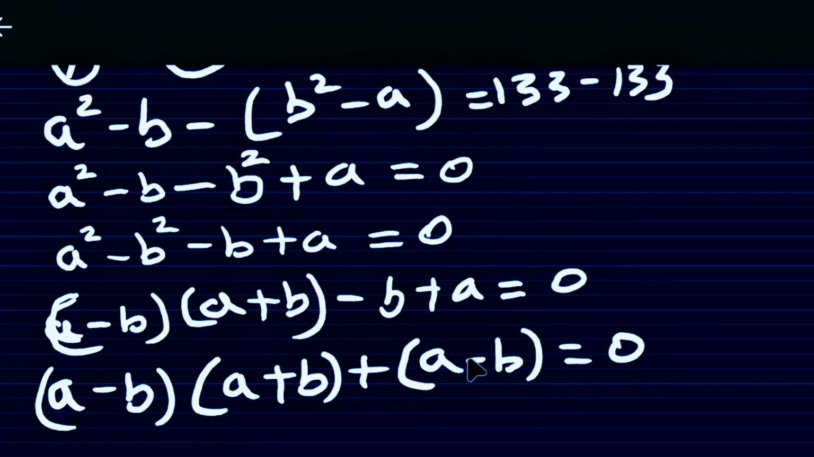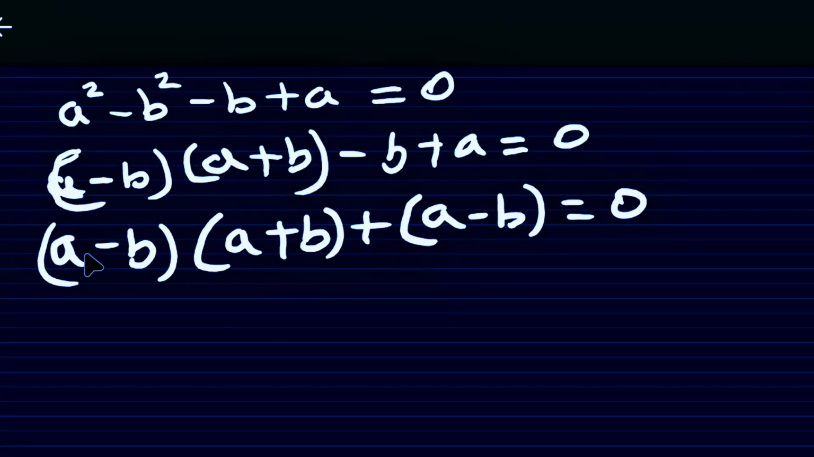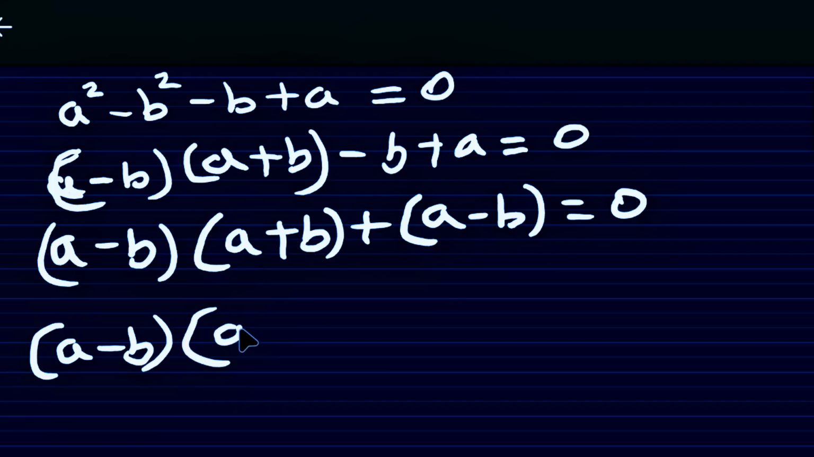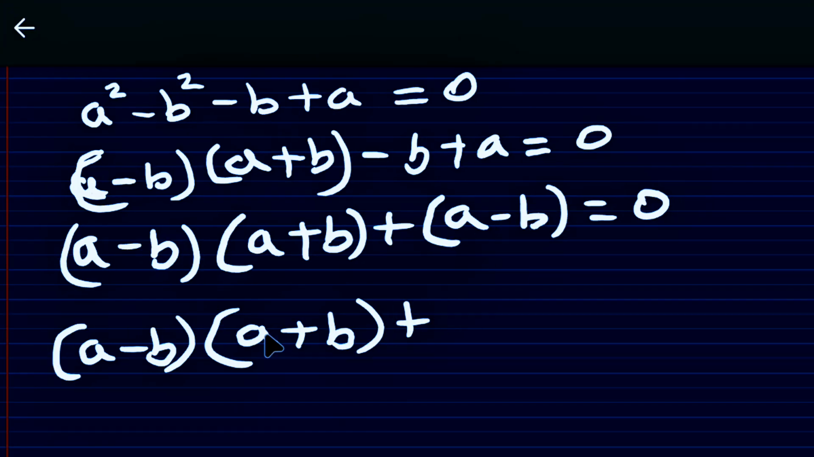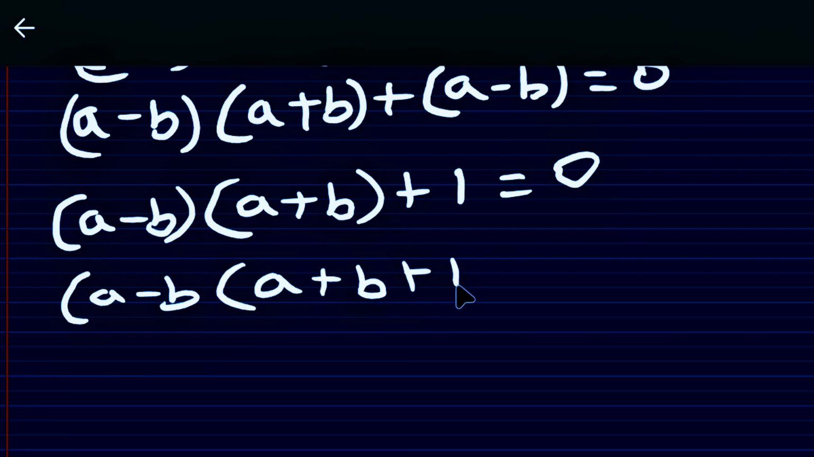If you use this addition to open this, we are going to still have this back. Looking at this, you can see that we have a common term, which is a minus b, so that we can factor that out. We have a minus b. Dividing these two terms by a minus b, from the first we are left with a plus b, and from the second, plus a minus b divided by a minus b, we have 1, and this equals 0. So we can write this equation as a minus b, open parenthesis, a plus b plus 1, and all this will be equal to 0.